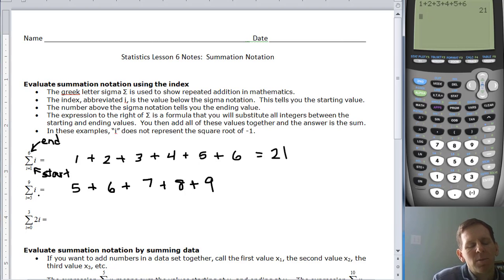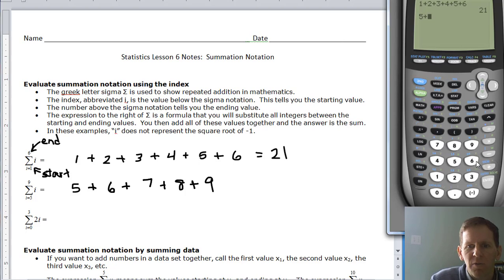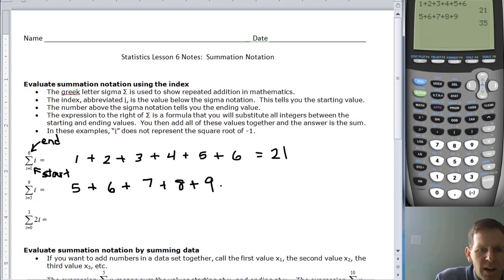Maybe to you it doesn't seem simpler, but it requires less writing. You can imagine if the problem said I equals 50 to 90, that would be a lot quicker than writing 50 plus 51 plus 52 plus 53. So a lot of times in math class we have these goofy symbols or different notation to save us time in writing things out. When you add these numbers together, you get 35.